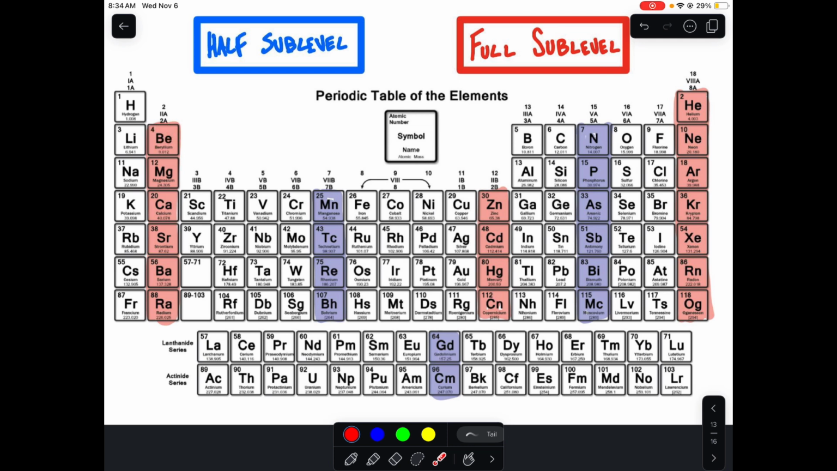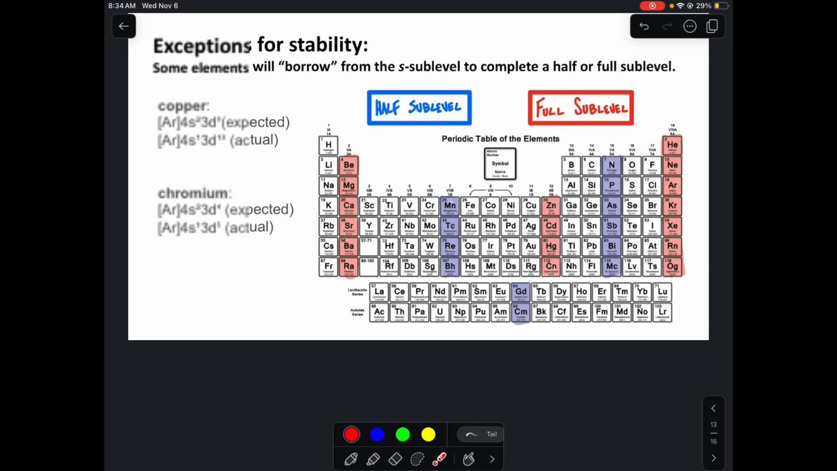Okay, so it doesn't have 8, but it's much more stable than lithium, for example, which is a highly reactive element. And so sometimes they're happy with just getting to that full sublevel. Here, our half sublevels are these ones. These elements can either gain or lose electrons to become more stable, the blue ones.